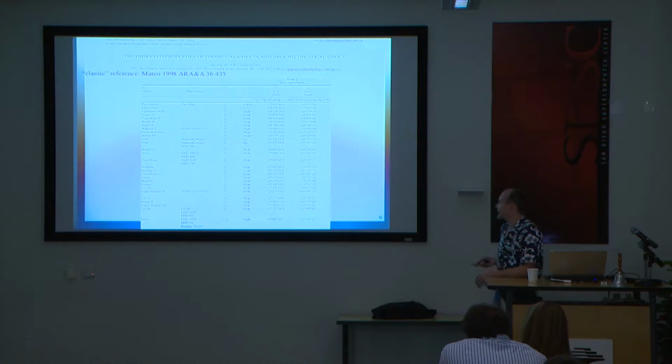And so this is a catalog of a bunch of different dwarf galaxies. This actually continues on to the next page in this paper. This is the updated catalog of dwarf galaxies by Alan McConnachie in 2012.